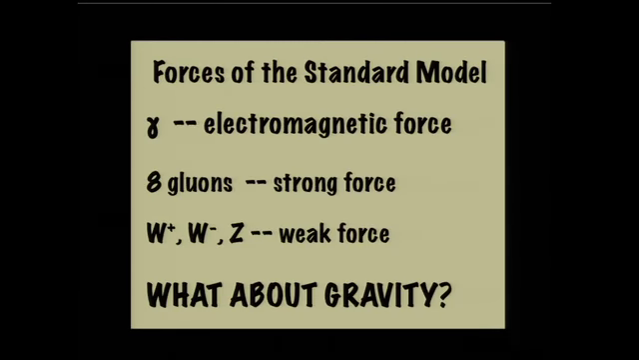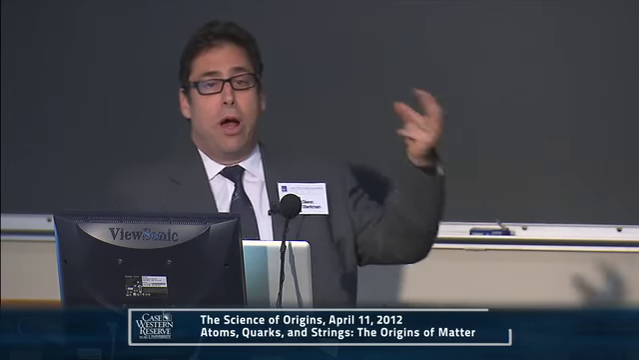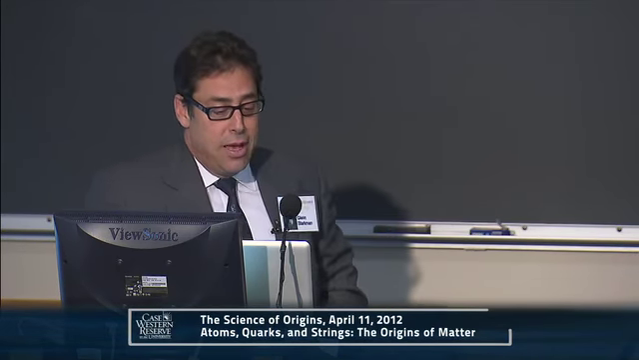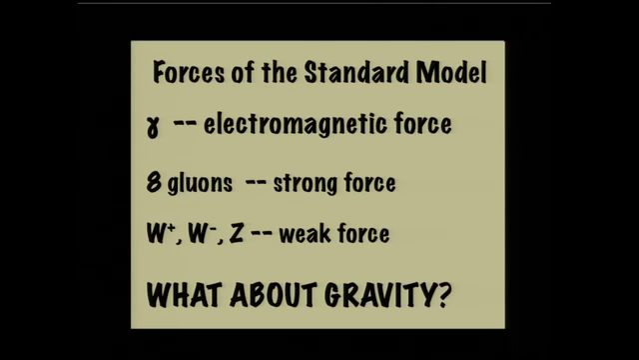Well, I showed you the photon that carries the electromagnetic force. I showed you the 8 gluons. We talked about those last week. Those carry the strong force, the force that holds together the quarks and binds them into protons and neutrons and pions, all the baryons and mesons. And then these 3 others, the W plus, the W minus, and Z, are the carriers of something called the weak force.